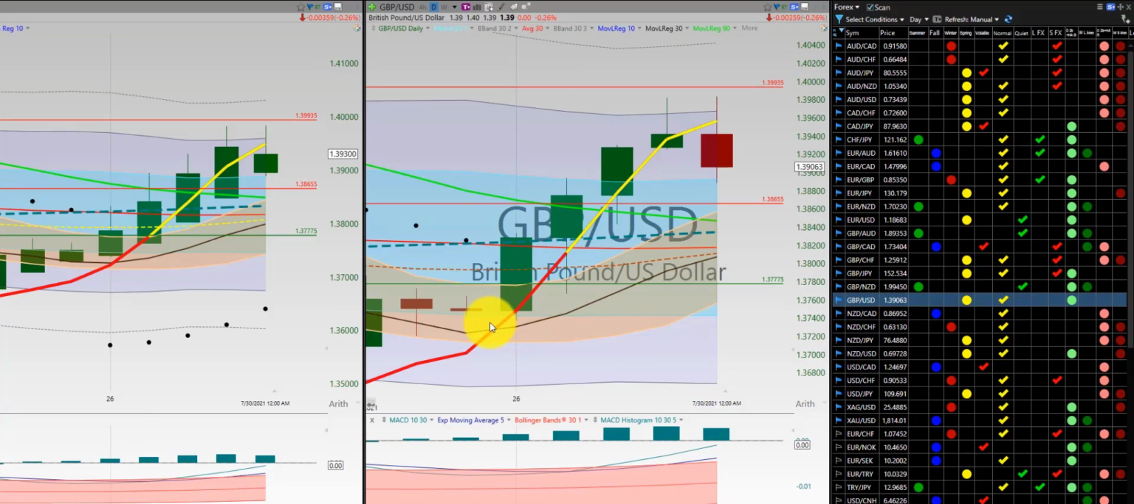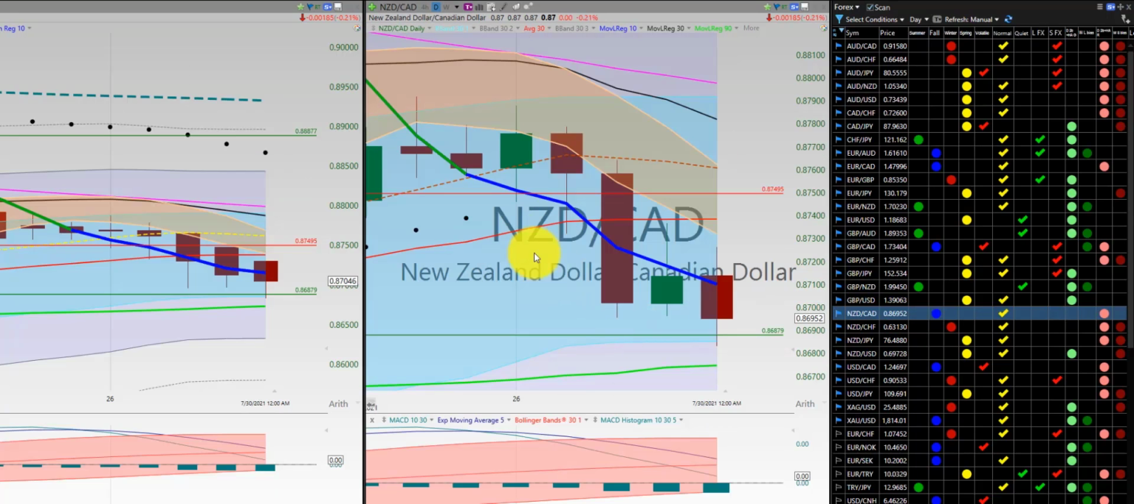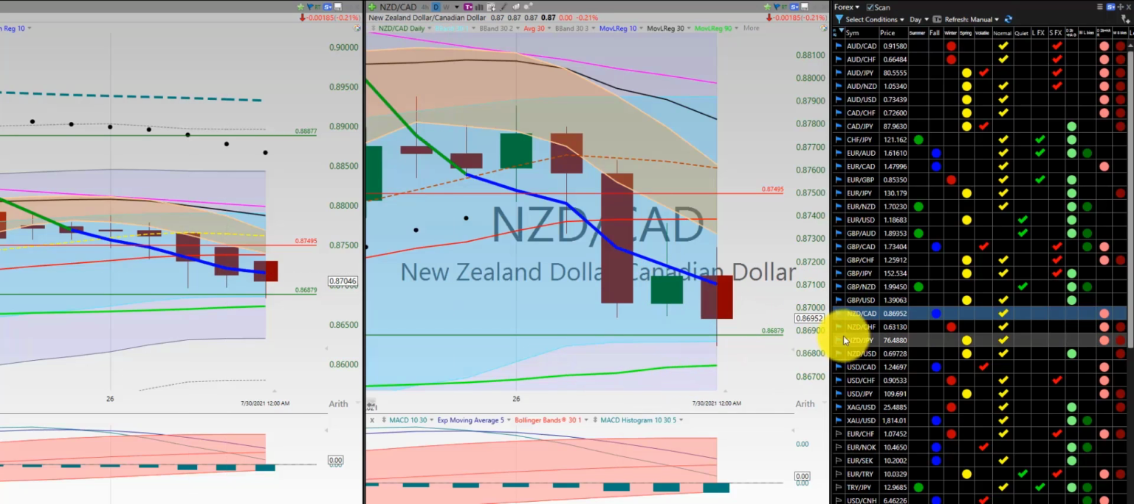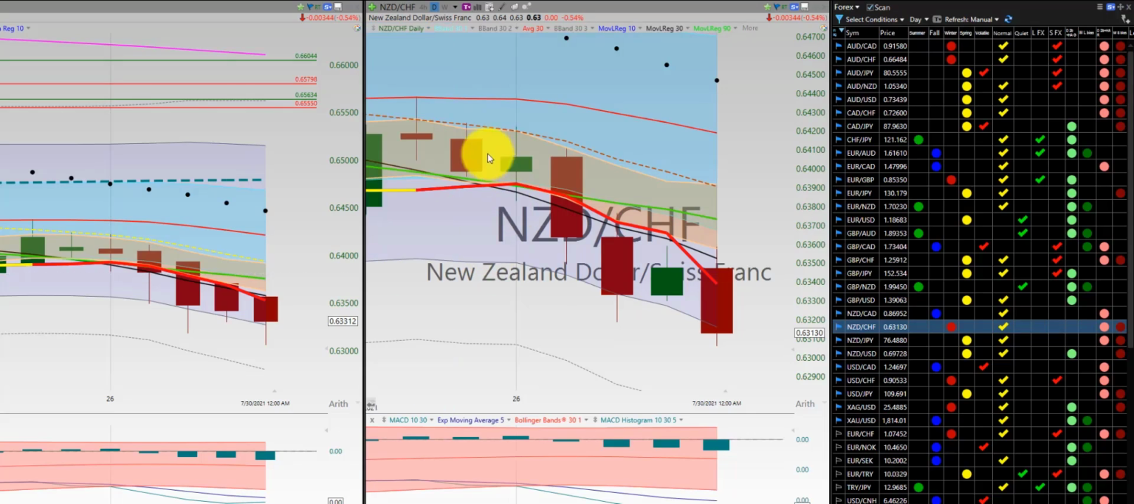British pound US dollar, beautiful trade. 1-2-3 punch out. New Zealand dollar, initial trade here for a loss. Initial trade here for a loss too as well. Target was the RL90.